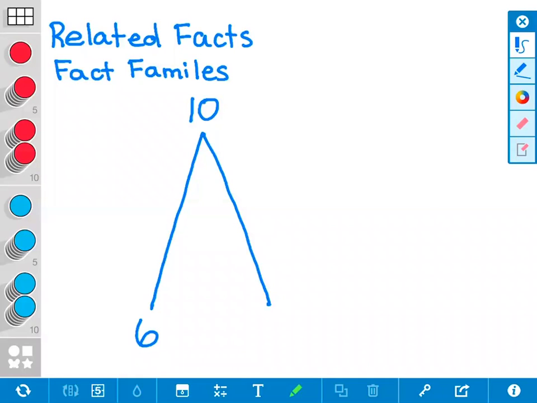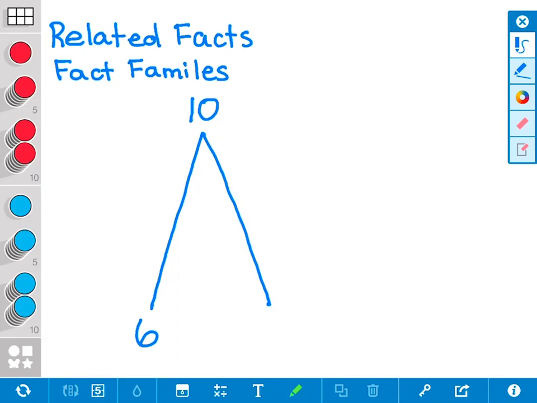Hi, we're going to learn about related facts and fact families. And we're going to begin to do this by going back and looking at the math mountains. We've already learned how to use the math mountains. We've used the math mountains to help us compare. We've used the math mountains to help us add, subtract, and find missing partners, also known as add-ins. So that is where I'm going to start today so I can begin to show you what related facts are.